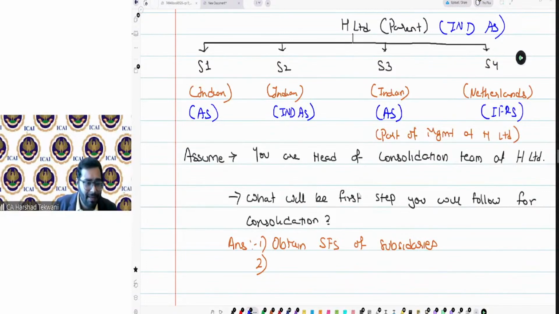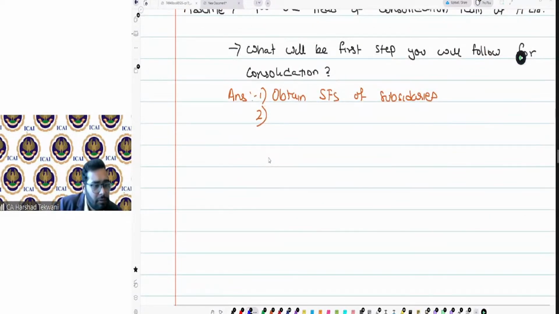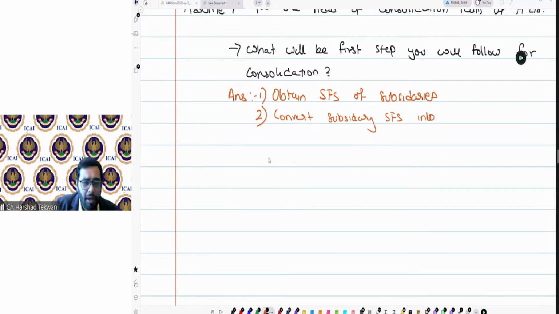So the second is I will convert subsidiary SFS into NDS, to align with the parent company's financial statement. Okay, to align with the parent company's financial statement.